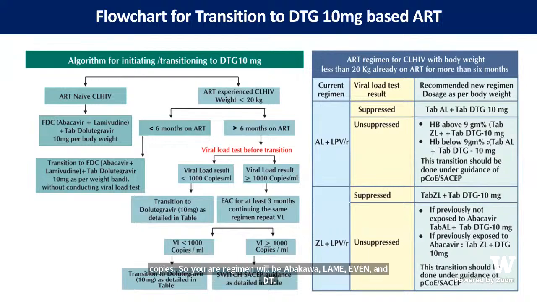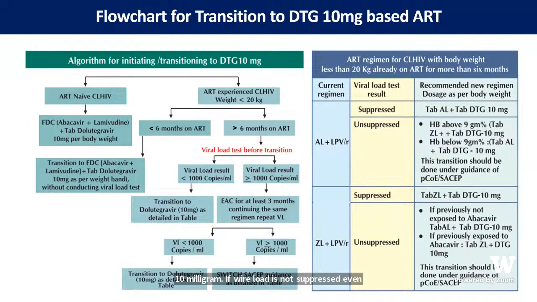If viral load is not suppressed, even after your EAC for 3 months, still viral load is unsuppressed, then look for the hemoglobin. If hemoglobin is more than 9 gram, then you can give zidovudine, lamivudine and DTG 10 milligram. If hemoglobin is less than 10 gram, then you continue the AL DTG 10 milligram, and then you probably have to refer this patient to the COE, pCoE for the SASAP.